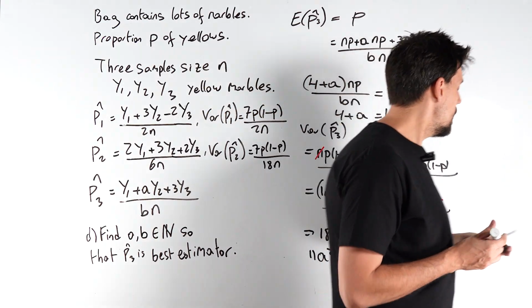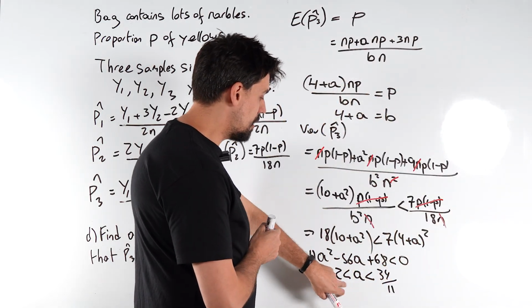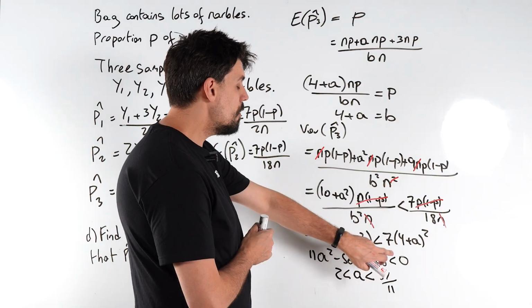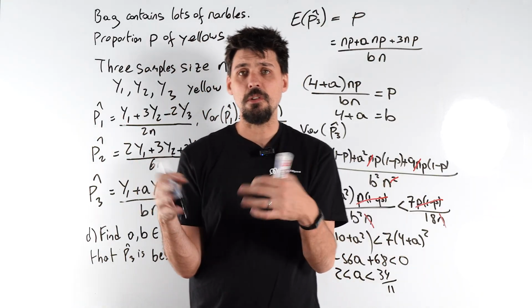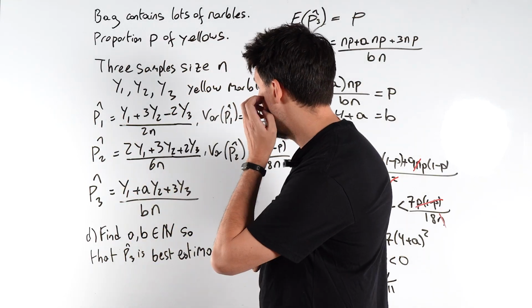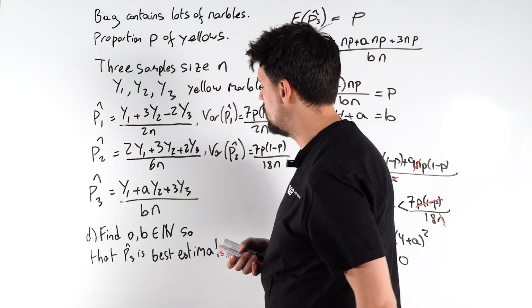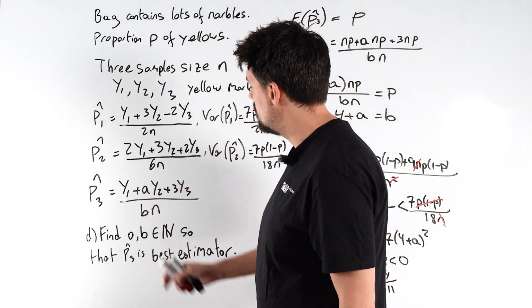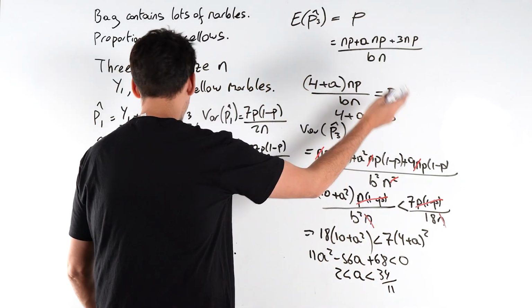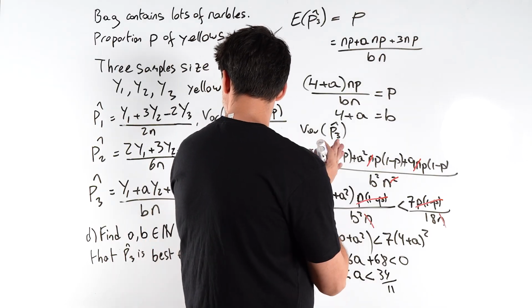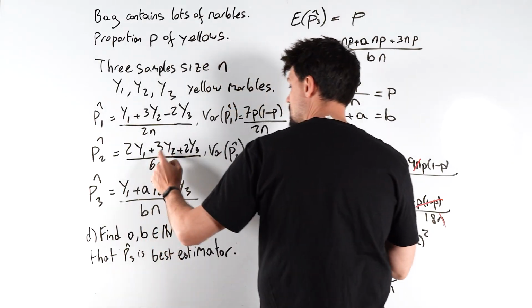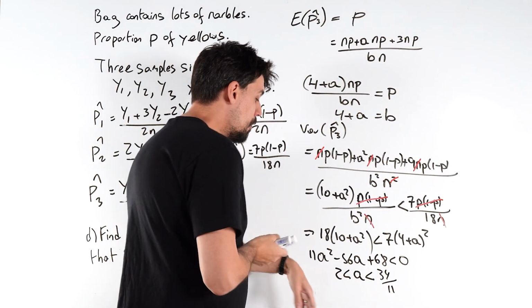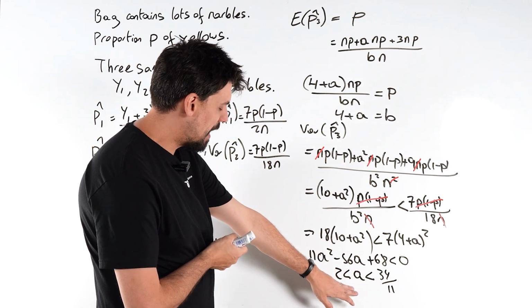Now, this is a strict inequality. Why? Because if it was equal to 2, I can just take P2. I would take a is 2, b is 6, and we go from there. We'd end up with the same numbers as P2. But there is a better one.